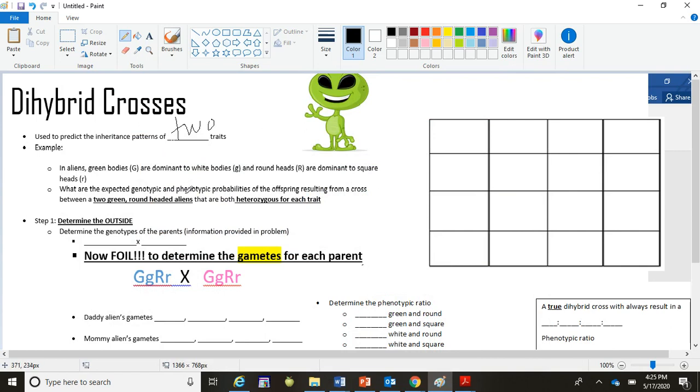So we're looking here at aliens. In aliens, green bodies are dominant to white bodies. So I always like to make myself a little key. And then lowercase g would be white. And round heads are dominant to square heads.